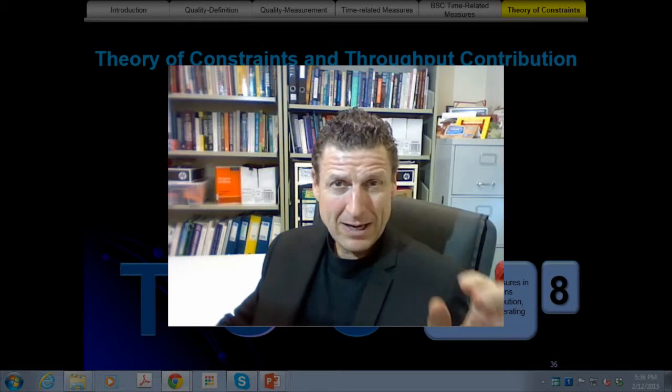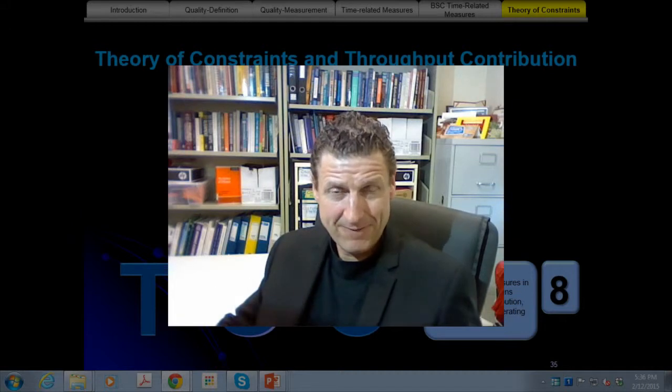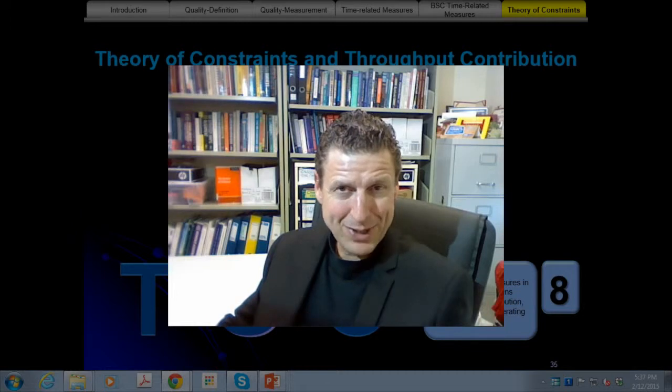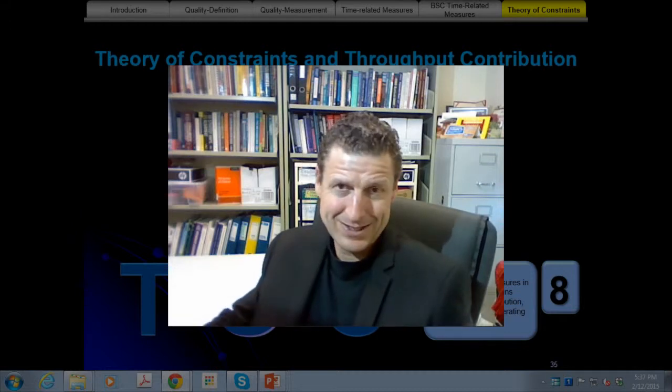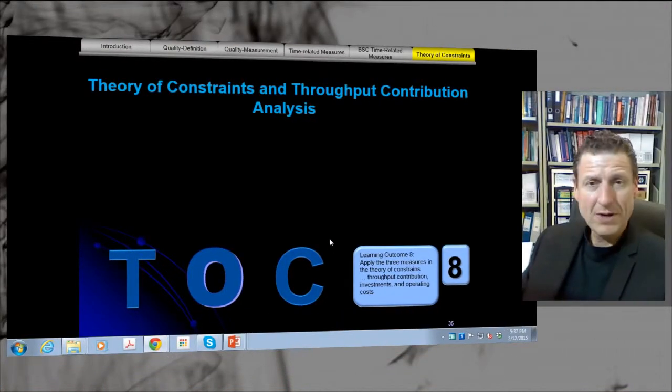And this is a lot about efficient capacity management. When you have a lot of different processes or activities, and there is a bottleneck in one of those at any point in time because there's a little imbalance. And so let's get into the good stuff. This corresponds with Learning Objective 8, where we want to apply three measures in the theory of constraints: throughput contribution, investments, and operating costs. So let's have a look at what we mean by theory of constraints.